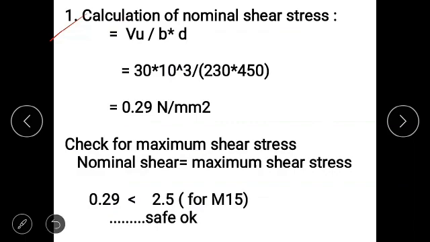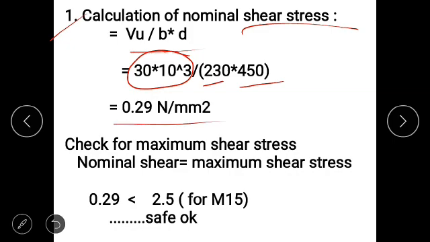In the first step, we have to find the nominal shear stress. How to calculate nominal shear stress? The formula is VU divided by B into D. So VU is given, 30 into 10 to the power 3 Newton, divided by B is 230 into D, the effective depth, is 450. So our nominal shear is 0.29 Newton per mm square.